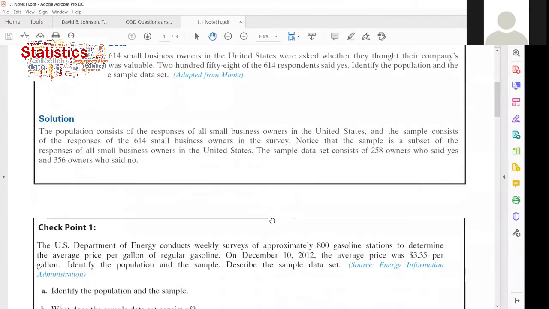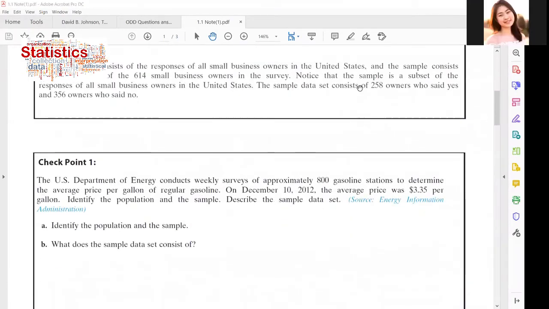Okay, let us go through a checkpoint. The U.S. Department of Energy conducts weekly surveys of approximately 800 gasoline stations to determine the average price per gallon of regular gasoline. On December 10, 2012, the average price was $3.35 per gallon. Identify the population and the sample and describe the sample data set.